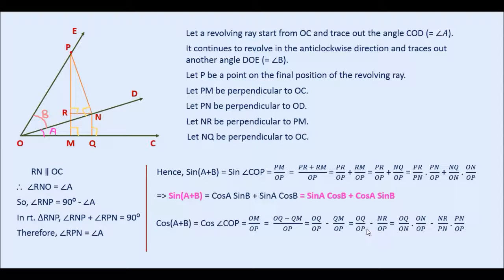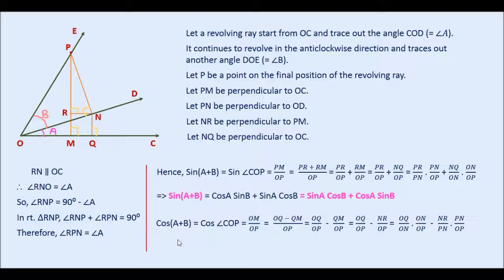Again coming to NR by OP. NR and OP are sides of different triangles. So we take another hypotenuse, this PN. This is the hypotenuse for right triangle PRN. So in place of NR by OP, we write NR by PN and PN by OP. So NR by PN multiplied by PN by OP.